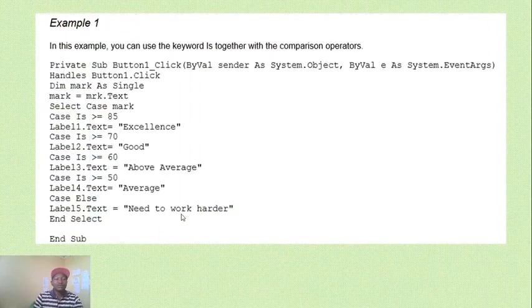You can also go through another example here. This one also is Dim marks As Single, then marks equals mark1.text. This is the reference text, then Select Case marks. If marks is greater or equal to 85, then the label will produce Excellent, Good, and so on, depending on the cases of the marks.